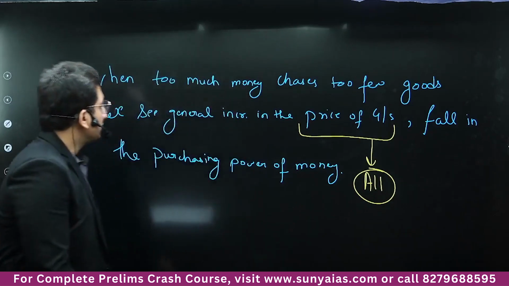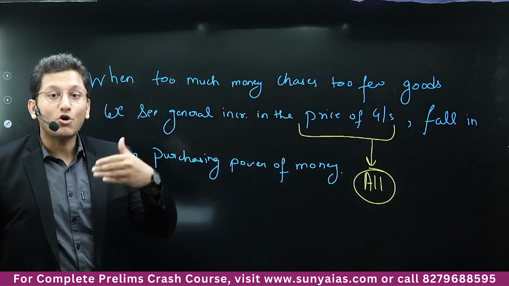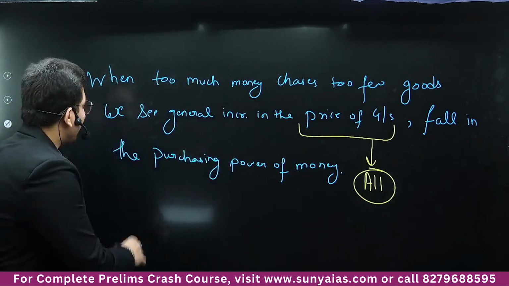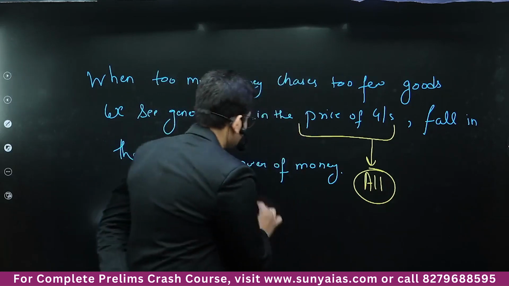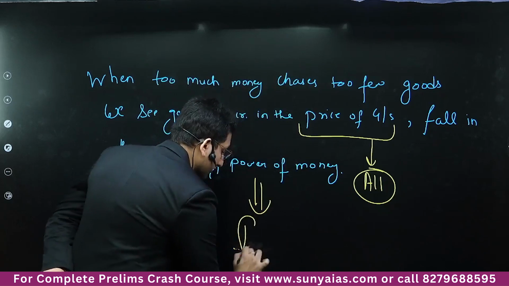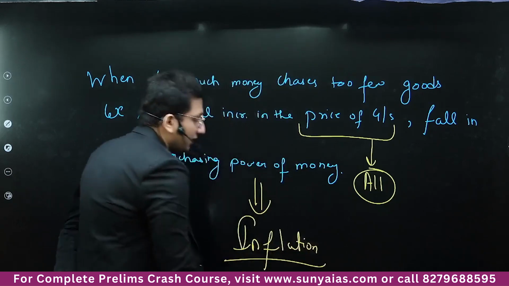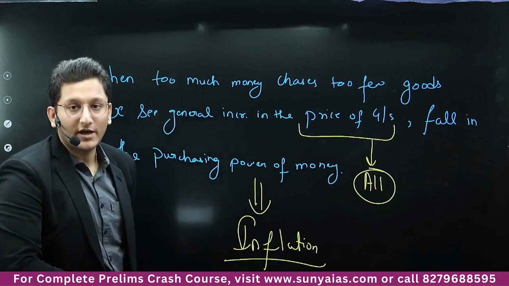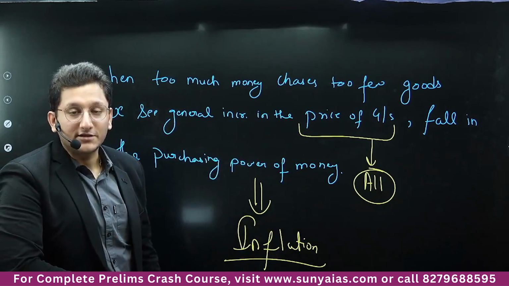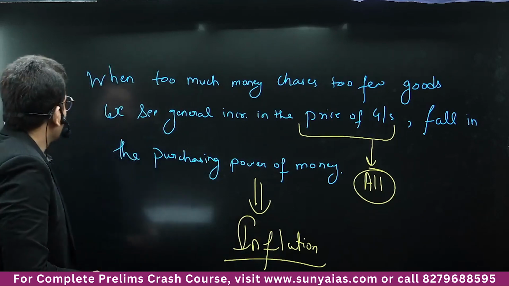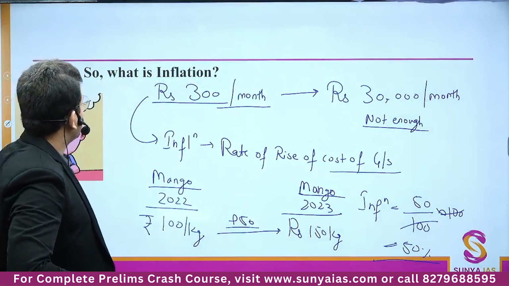So when you see the general increase in the price of goods and services, that is all goods and services, and a fall in the purchasing power of money, that is what we call inflation. Getting? Understood? So this is what inflation is. So now coming back to it, guys, we have understood this.